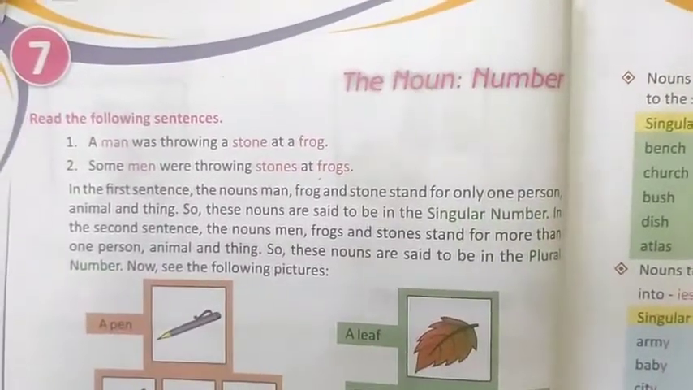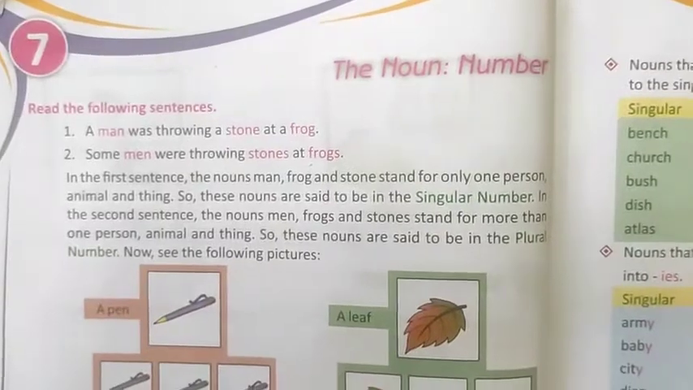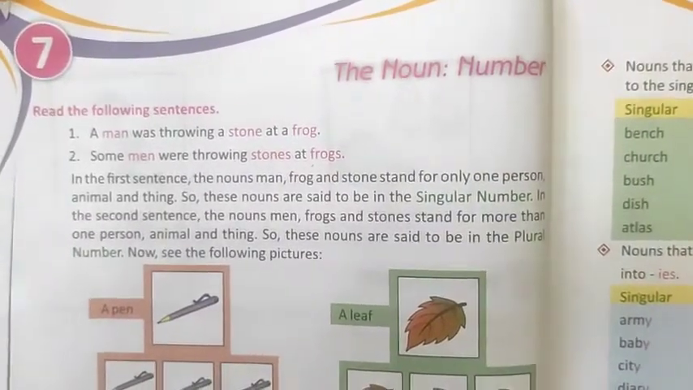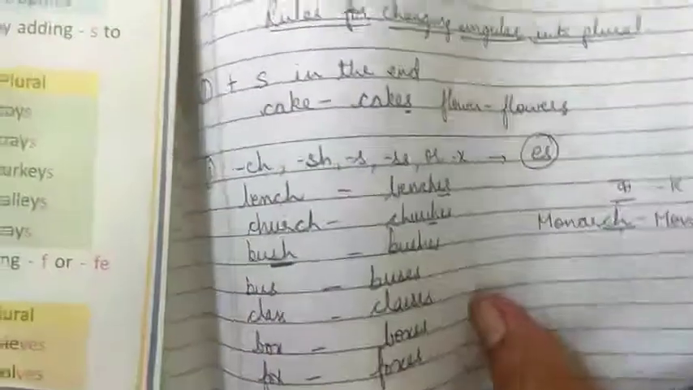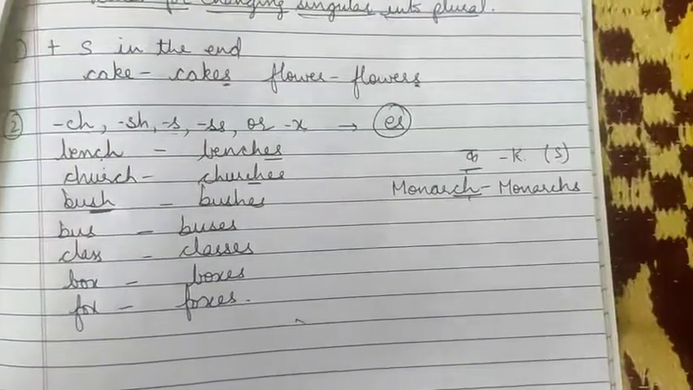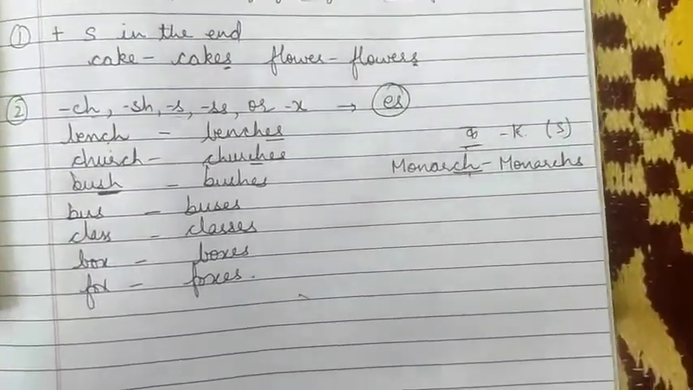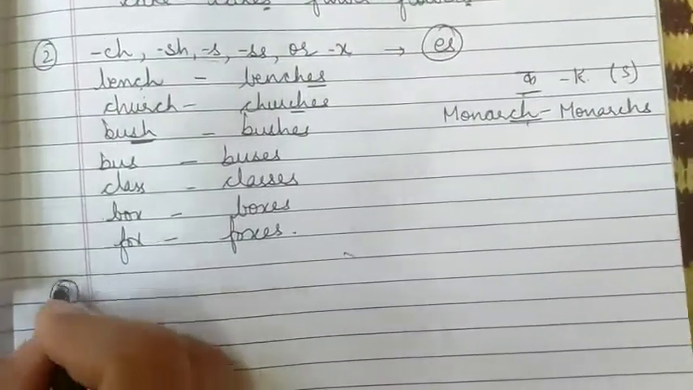Hello children. Children, as I have already started explaining the lesson, the noun number. So let's continue with this lesson. I was telling you the rules for changing singular number into plural number. Two rules I have already told you. Let's move on to the third rule.